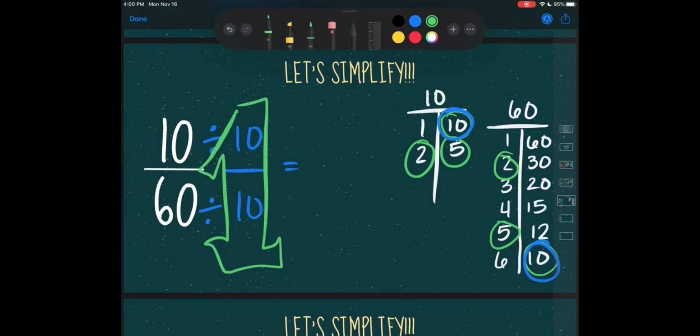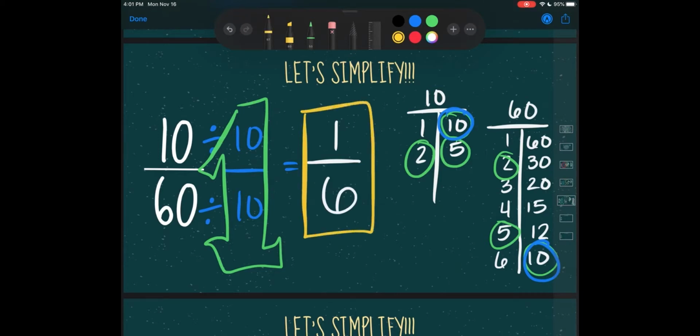Because remember, we're basically dividing our fraction by 10 over 10. So we are dividing it by 1. So our fraction is still equivalent. Our fraction is equivalent because we are dividing by 1. Our value is not changing. So 10 divided by 10 is 1. 60 divided by 10 is 6. So our simplified fraction ends up being 1/6. So 10/60ths is equivalent to 1/6.